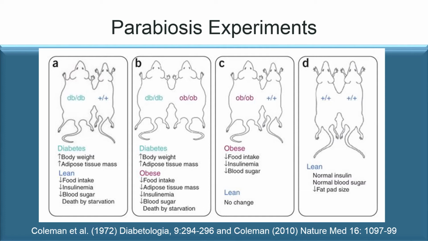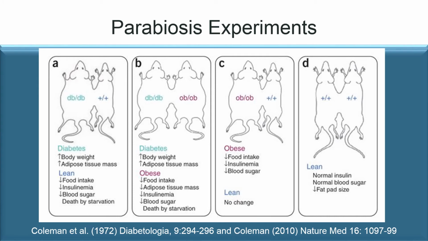normal weight. What happened was that nothing happened to the DB animals, but the lean wild-type animal actually stopped eating, lowered its blood insulin, lowered blood glucose, and eventually died due to starvation. So strong was some signal coming from the DB that said to the normal mouse, stop eating.